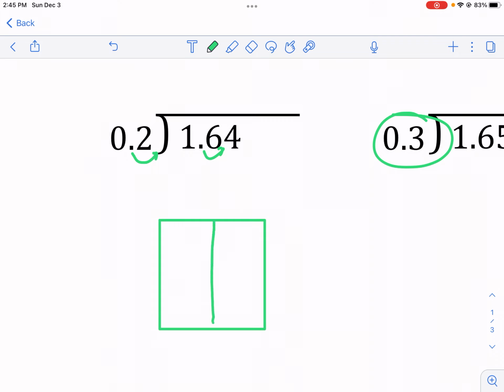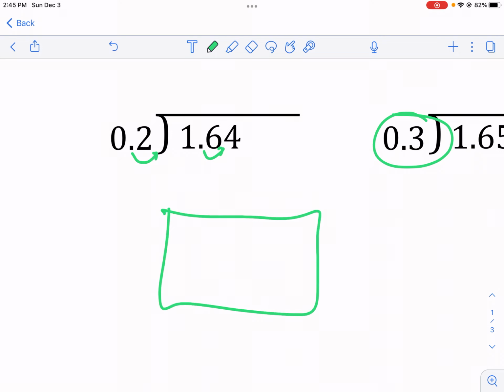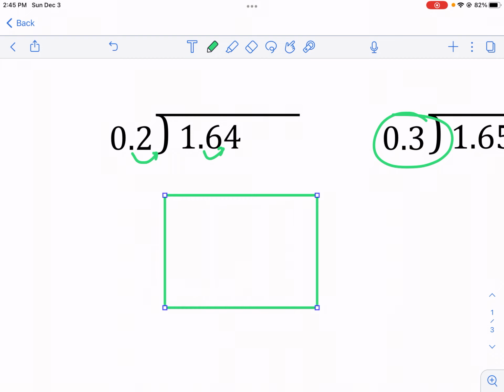I'm going to divide it into 2. Actually, no, I messed up already. I need 3 columns this time because I have 3 digits. So I need a little bit wider of a box. It's not snapping into place. This is definitely user error. Okay, one of these times I'll get it. There you go. Finally. I was about to give up.